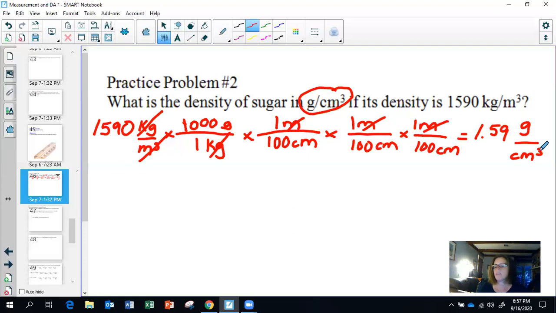Now check your answer. It should be 1.59 grams per cubic centimeter. The way you would solve this on your calculator is 1,590 times 1,000 divided by 100, divided by 100, divided by 100. We have only 3 sig figs in our number that we started with, so we're going to end up with 3 sig figs in our answer. All these conversion factors are definitions in the metric system, and therefore they have an infinite number of sig figs and do not determine anything about our answer.